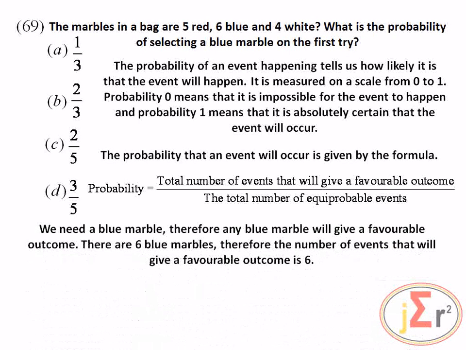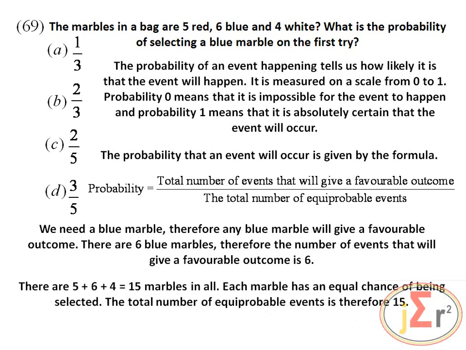So we need a blue marble. Therefore, any blue marble will give a favorable outcome. There are 6 blue marbles. Therefore, the number of events that will give a favorable outcome is equal to 6.